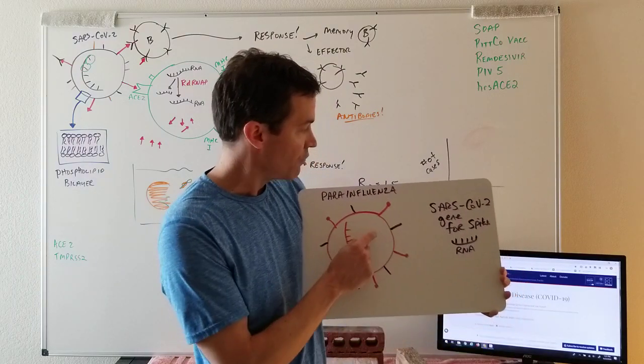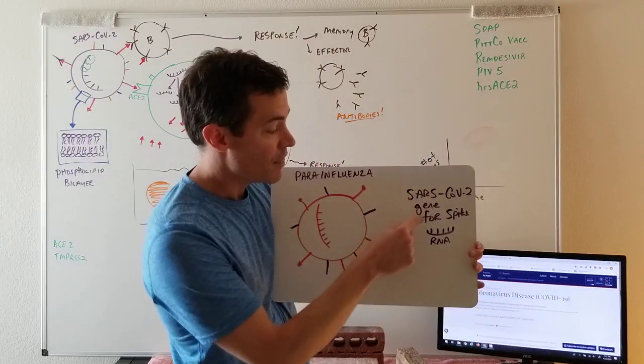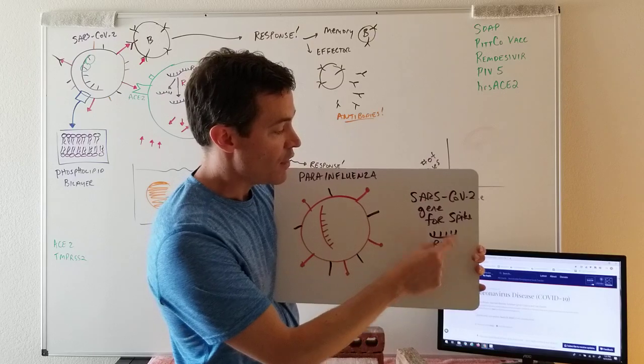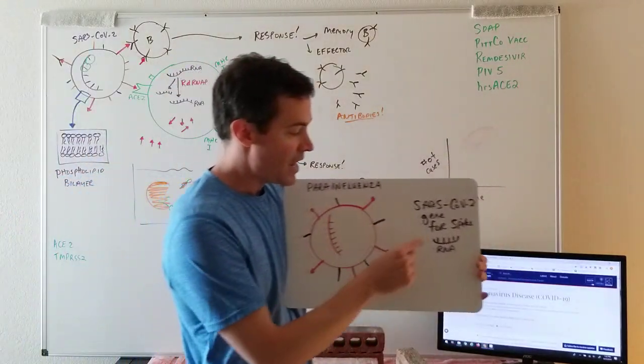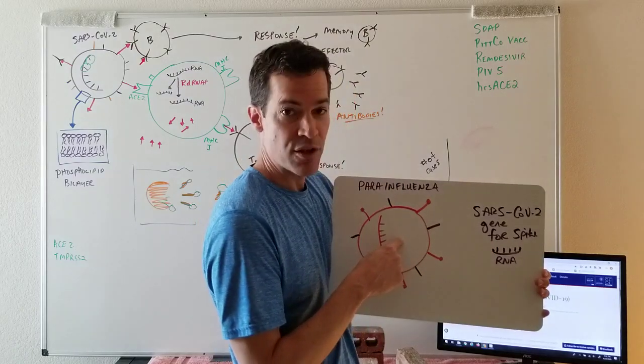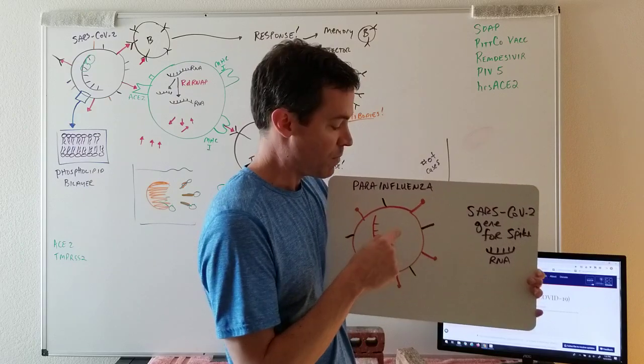And so here's parainfluenza. For PIV5, here's what they do. They actually take the gene, the piece of RNA that codes for the spike protein, and they put that into parainfluenza virus. Then they're going to infect us with parainfluenza virus.